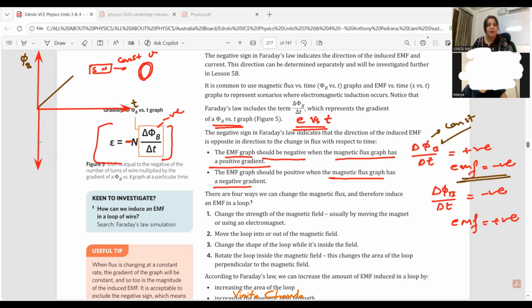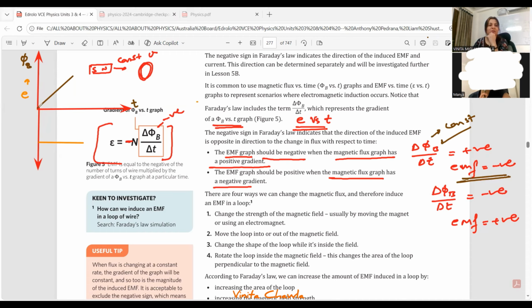So we are going to draw a parallel line for EMF like this. For EMF, I'm using this yellow color. We are plotting both E versus t and phi B versus t on the same graph.